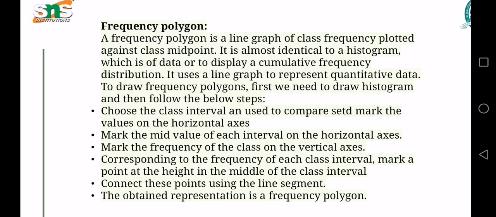Choose the class interval and use it to compare. Set and mark the values on the horizontal axis. Mark the mid value of each interval on the horizontal axis. Mark the frequency of the class on the vertical axis. Corresponding to the frequency of each class interval, mark a point at the height in the middle of the class interval. Connect these points using line segments. The obtained representation is a frequency polygon.